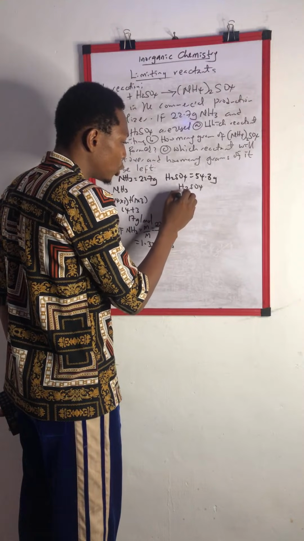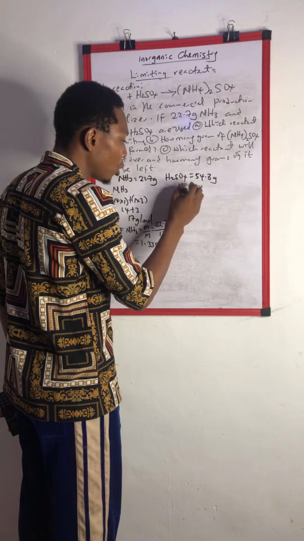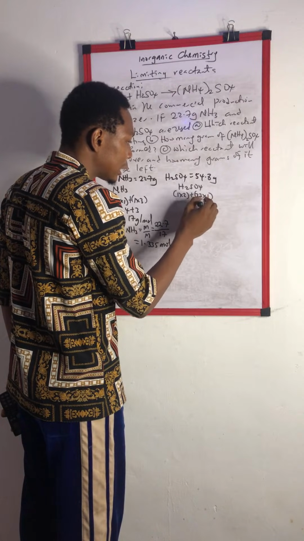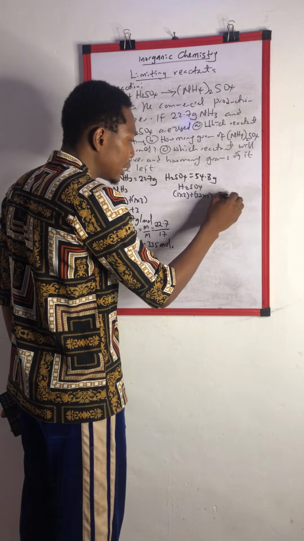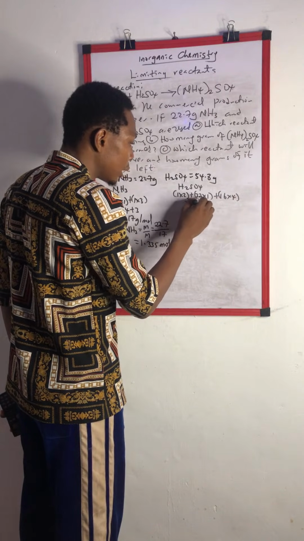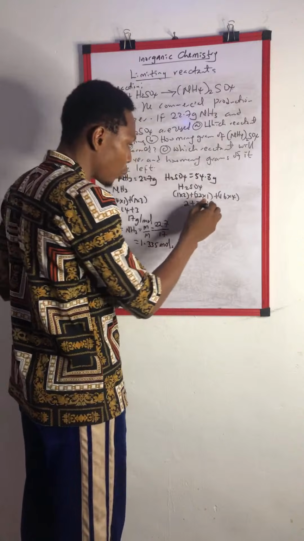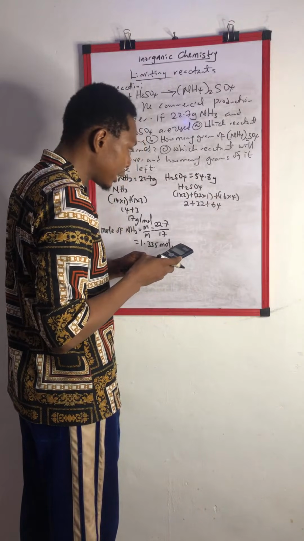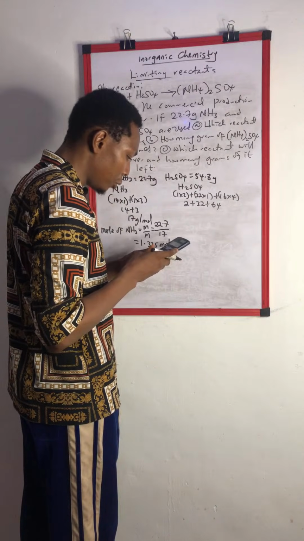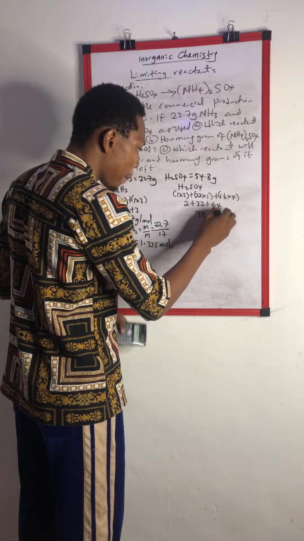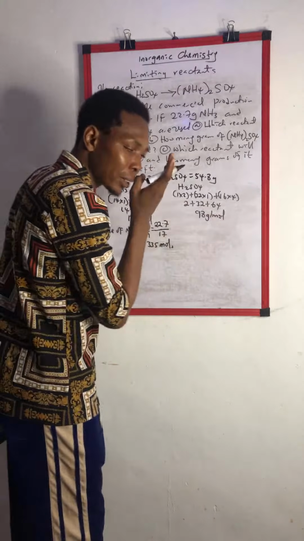Then we also look for the molar mass of H2SO4. Hydrogen is 1 times 2, then plus sulfur is 32 times 1, then oxygen is 16 times 4, which gives us 64. So 2 plus 32 plus 64. If we add together, we are going to have 98 grams per mole. So we've gotten the molar mass for this now.